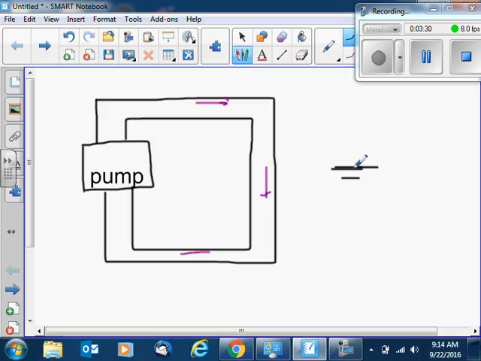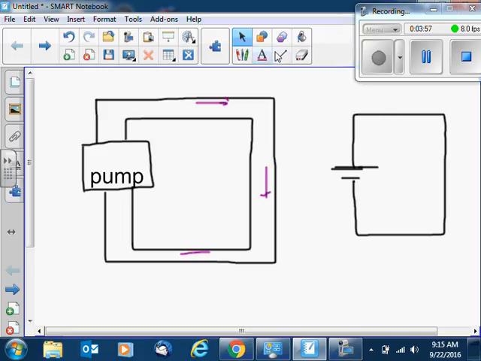Okay, and I'm going to connect it exactly the way I have connected my pump so far. Okay, so I have in my circuit only a battery and nothing else. That's all I have. And that actually gives me a bit of a problem because I can't really have a working circuit like that.